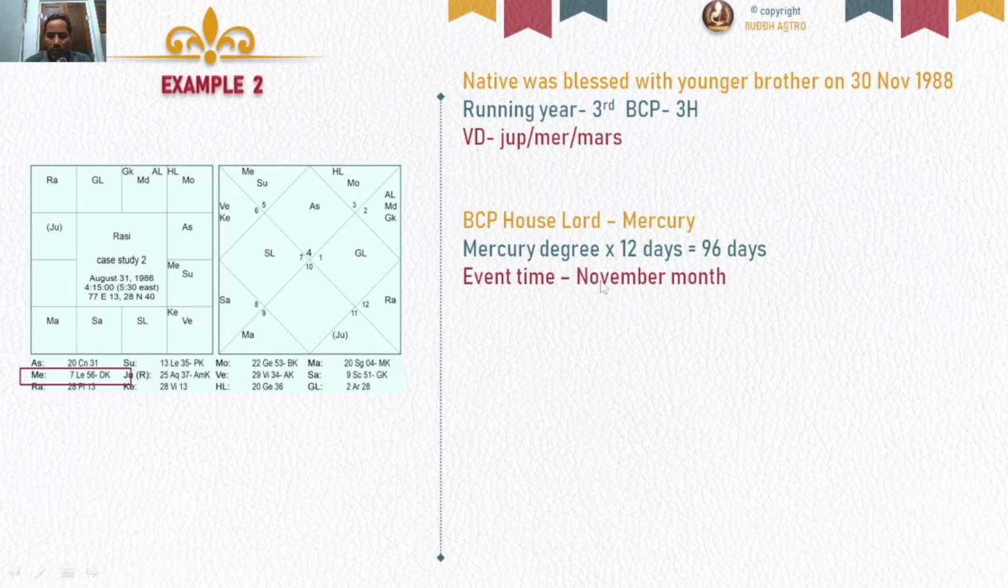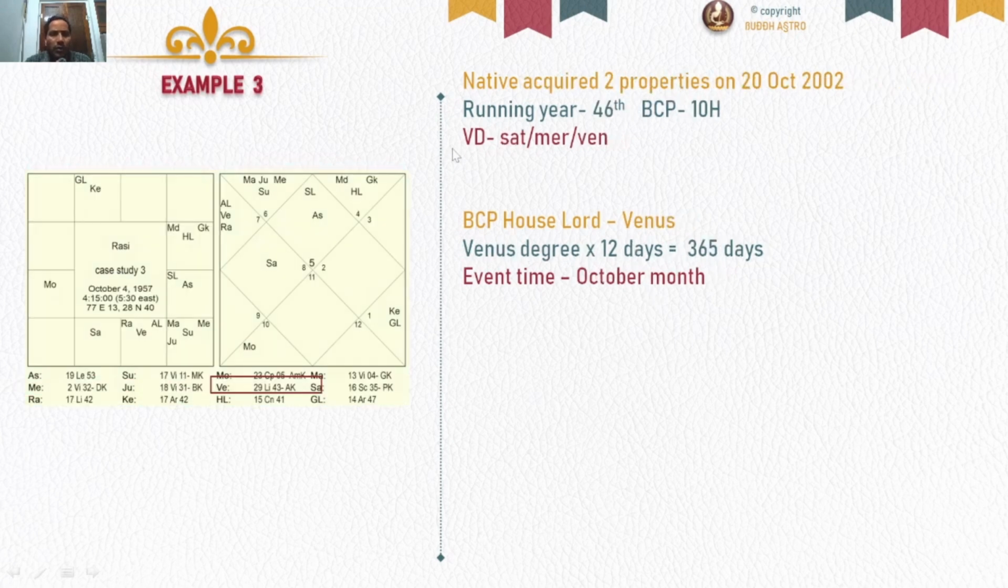Count September, October and November, right? From 31st August to 31st September, 31st October, 31st November, so almost 3 months, right? So 96 days means 3 months and 6 days. So you are approximately approaching nearby the month using this technique. Simple way. Example number 3, this native acquired properties.